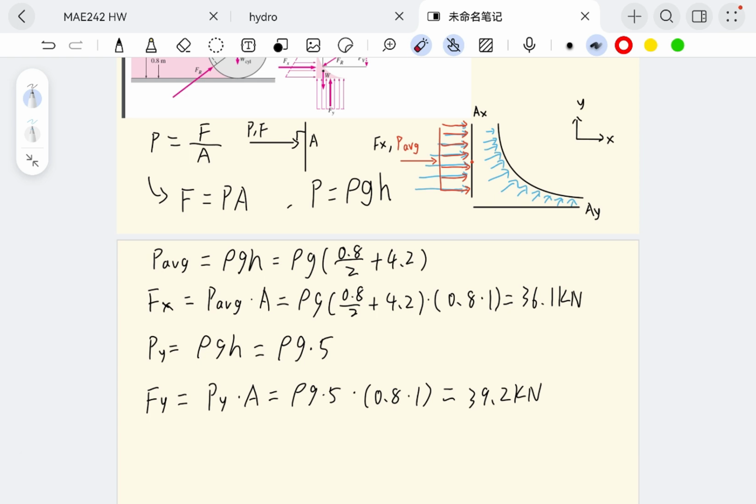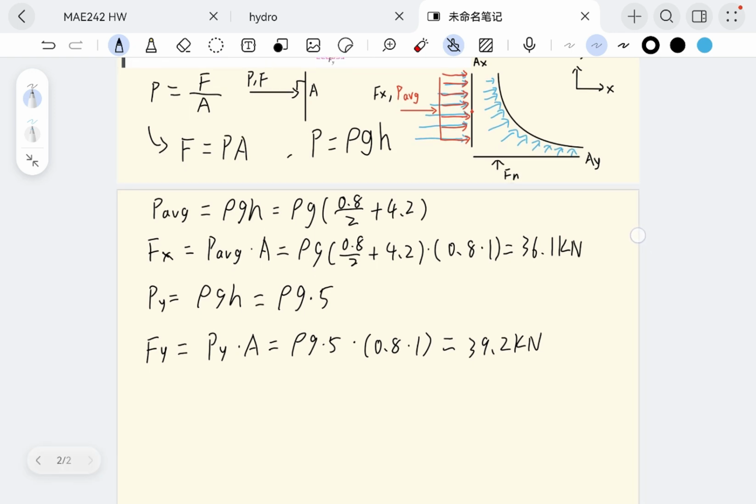So Fy is the force exerted by the water onto the ground, onto this area. And in return, the ground will give a supportive force back to the water. Let's call it Fn. So Fy here would equal Fn.